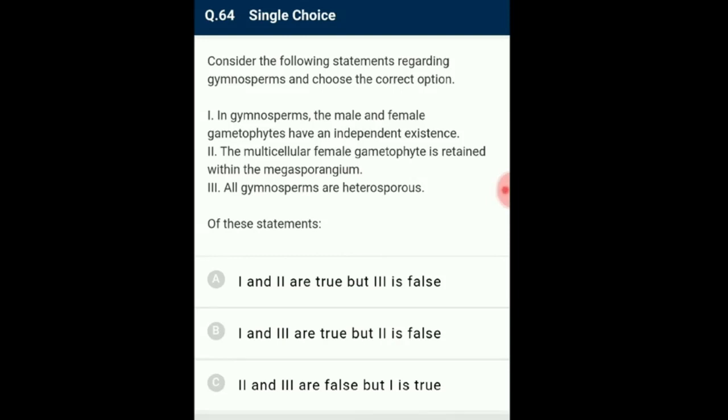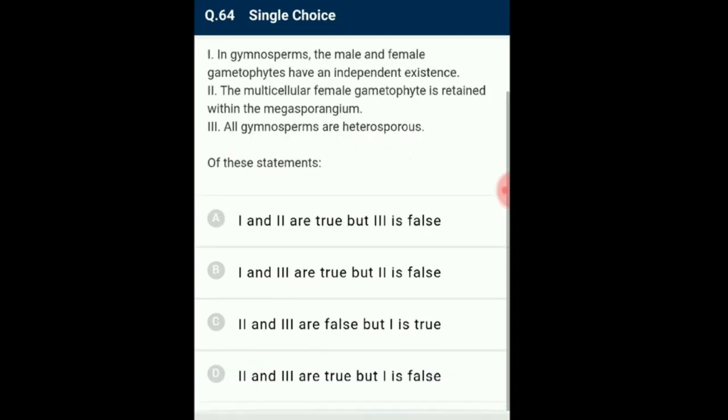The multicellular female gametophyte develops and stays within the megasporangium. Cycas, Pinus, Ginkgo are classic examples of gymnosperms. So the answer is option D. Second and third statements are true, but the first statement is false.